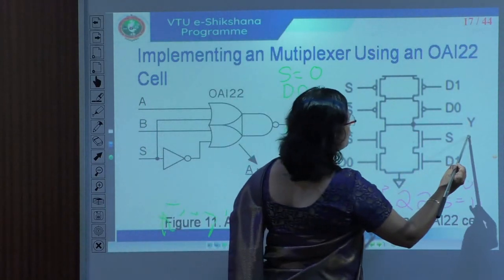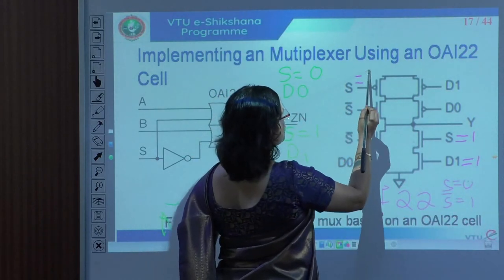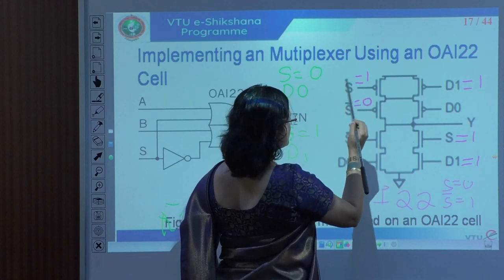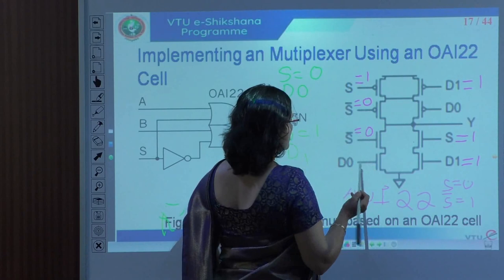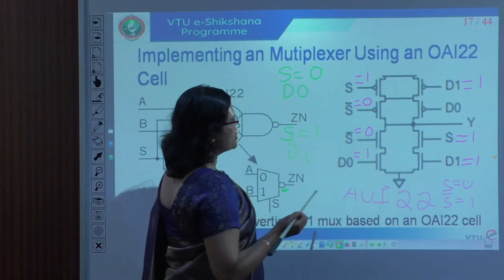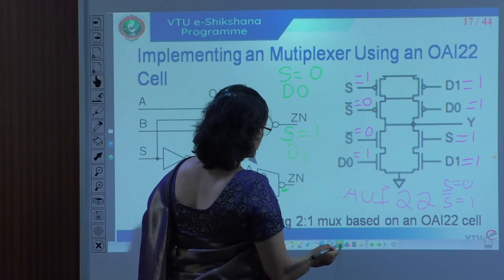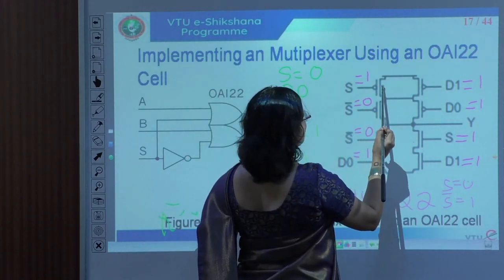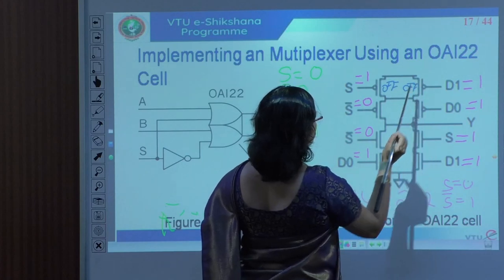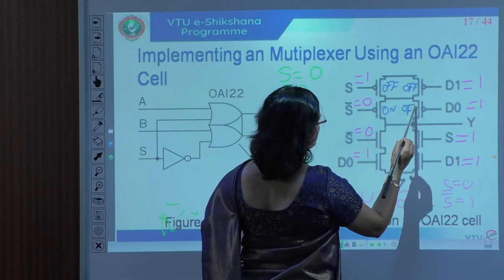Now we will give S equal to 1, and we will give D1 also 1. Wherever S is there, you give 1, and wherever D1 is there, you give 1. S bar is the complement of S, so this will be 0. You can give D0 as 0 or 1, it doesn't make any difference, so I will give D0 also as 1. Now you can see here, since S is 1, this transistor is off, and this is also off. Since your S bar is 0, this is on and this is also off.